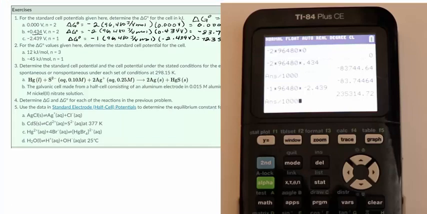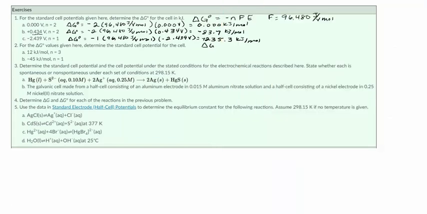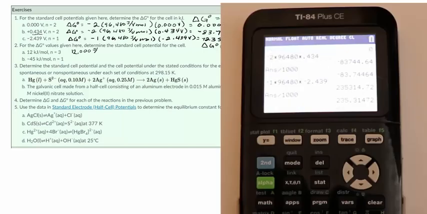Number 2, for the delta G naught values given, determine the standard cell potential for the cell. Well, now we're going to apply the delta G naught equals negative nFE naught of the cell again. This time we're going to be solving for the E naught of the cell. So we plug in what we have, but what we're given is our delta G value in kilojoules. Our Faraday is in joules. So we'll need to convert one of those to the other unit.